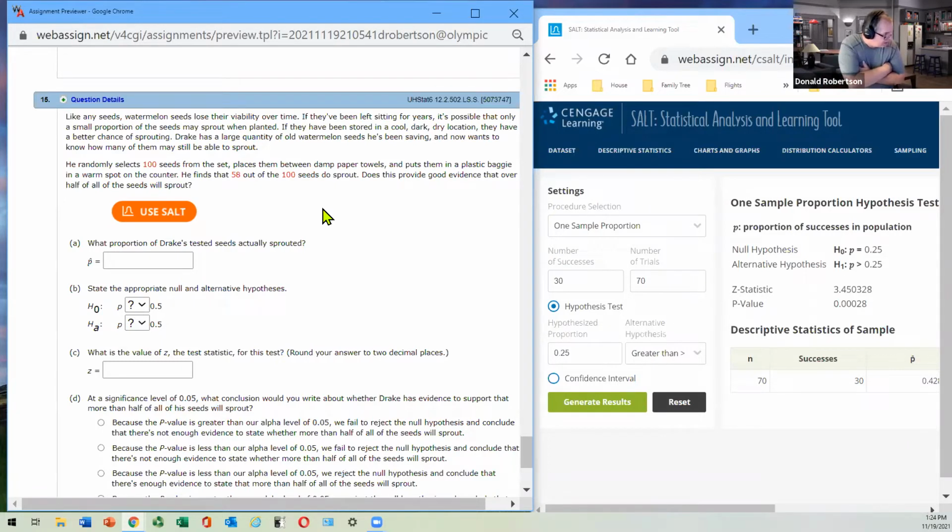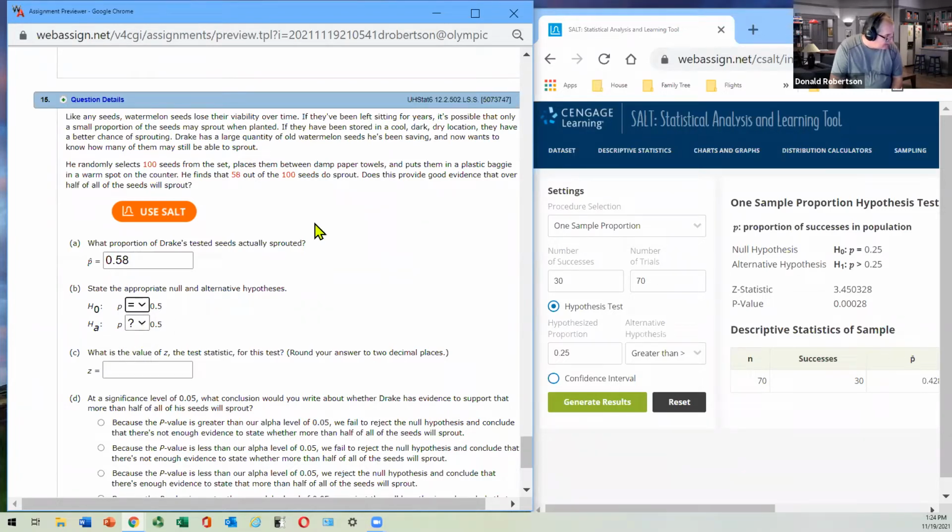And they're looking at how many you would expect to sprout. So in this story, this person had 100 seeds, and he kept them in a nice place. And when he went to germinate them, 58 of 100 made it. And does this provide evidence that over half of them made it? So the p-hat is 58 out of 100. So p-hat is 0.58. Now, the null hypothesis is always equal to, in this case, 0.5.